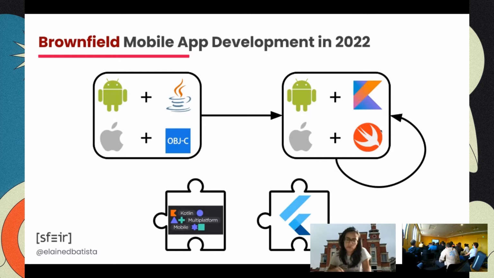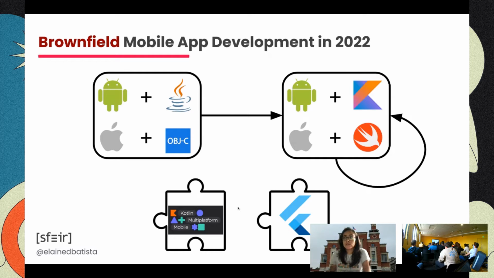Another case is that Kotlin and Swift have been the main choices for native mobile development for a few years. So there's a high chance that if you're entering a new team, the project already started with either Kotlin or Swift. So you're just going to keep doing your work using those technologies.